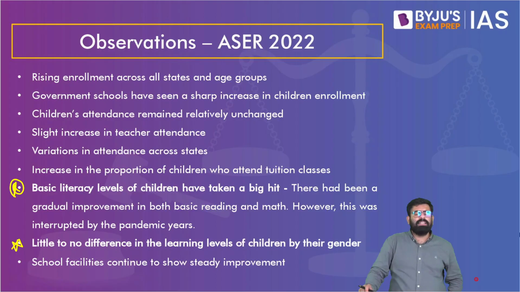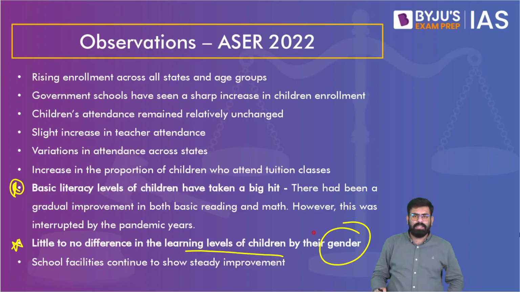Then another important thing: someone, I forgot the name, had highlighted that there is gender disparity. But if you look at the report, they find that there is no difference in levels of learning in children by their gender. That means an equal number of girls are also enrolling in schools. You don't have to remember all the observations; if you go through them once, you will remember these.